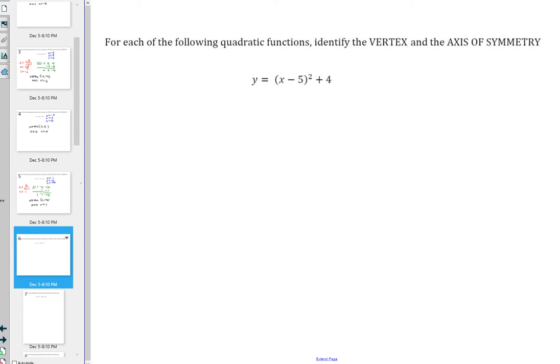Okay. Whoa. Whoa, Mr. Romero, this is getting really redundant. This is like the same thing over and over again. This is good practice. Yeah, identifying.